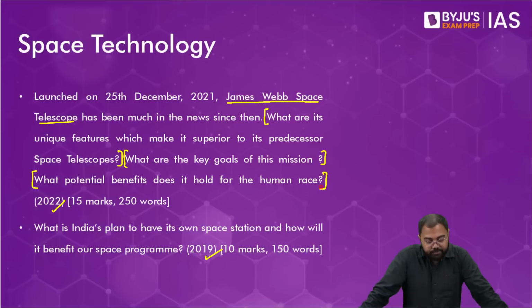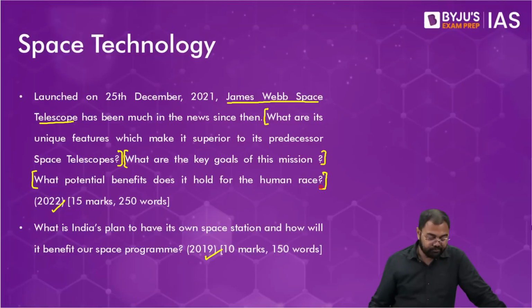What may happen is that you know about James Webb and you just start writing everything that you know about the James Webb Space Telescope. That should never be your approach. Always look at the specific questions or the specific parts of the question that we have, and how exactly you have to answer them. What are the points that you are going to use there?